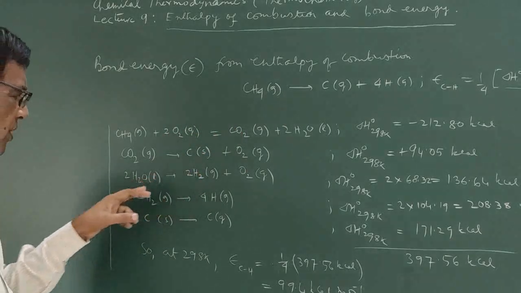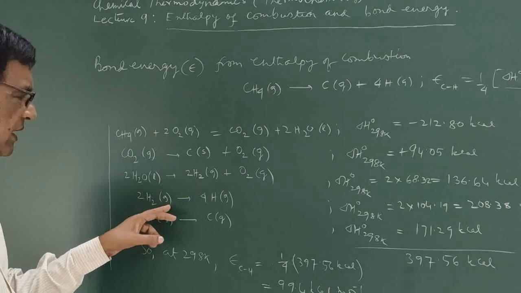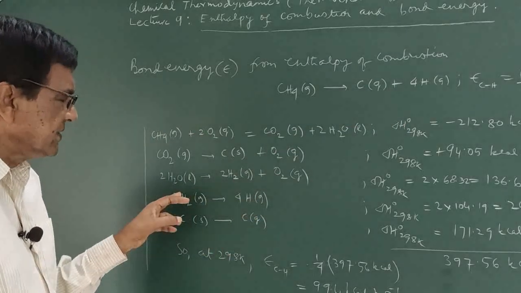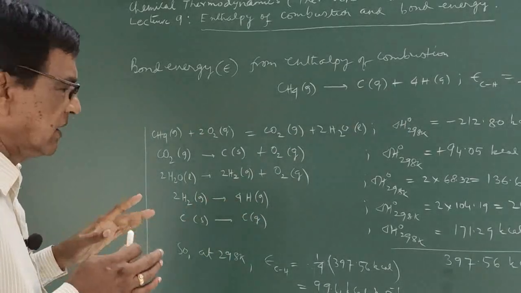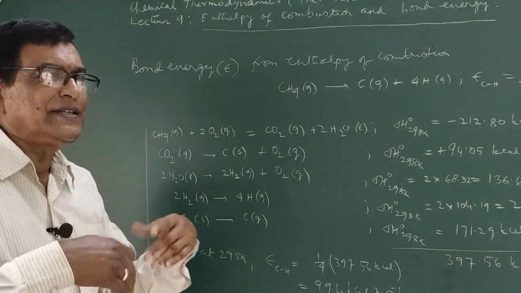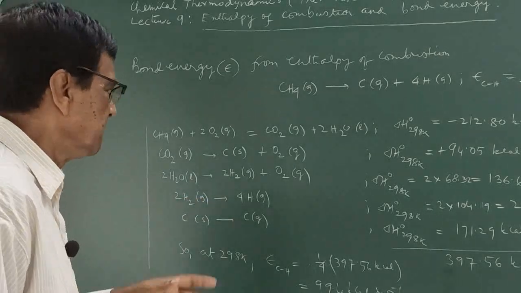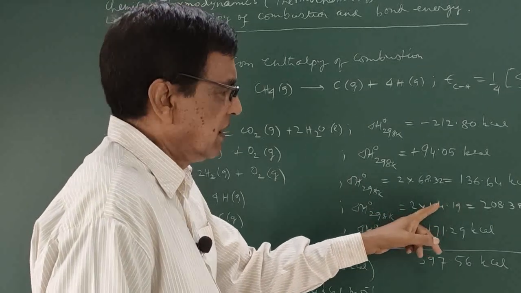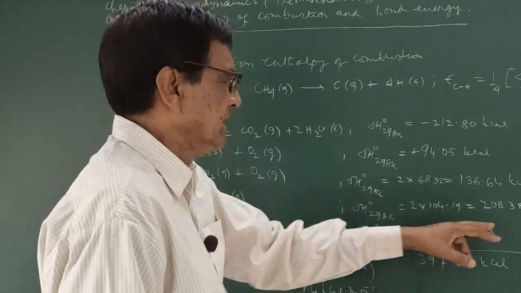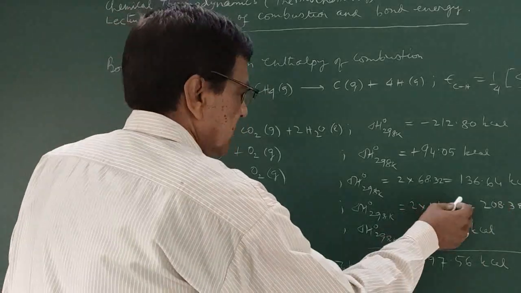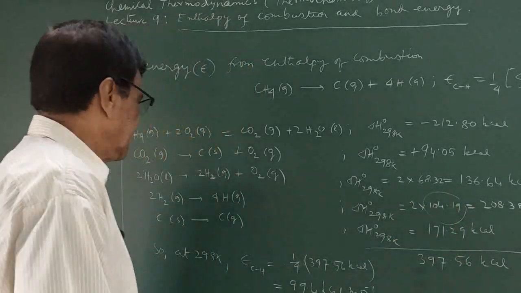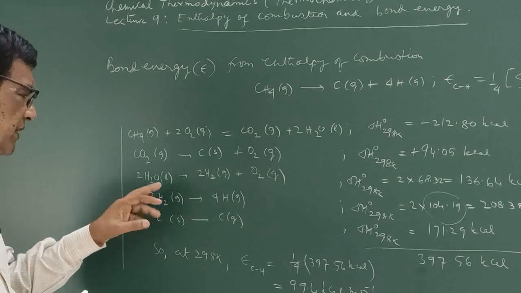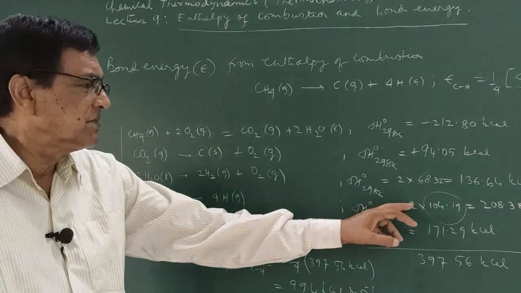Then this hydrogen, 2 hydrogen molecules, giving 4H gas, and this is the process of atomization of this molecule. In this case it is 2 into 104.19 kilocalorie. This one is the heat of atomization or enthalpy of atomization for 1 mole of hydrogen gas. So it is 2 moles, 2 is multiplied.